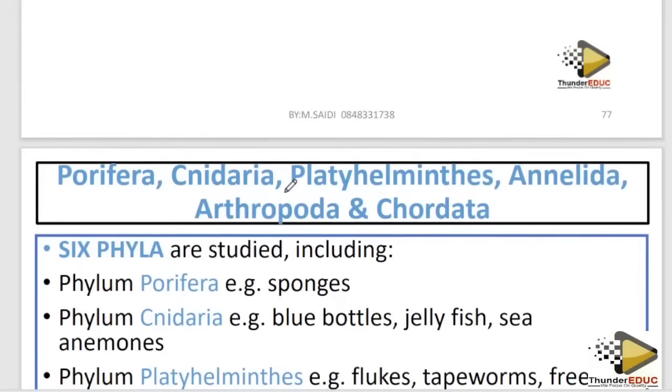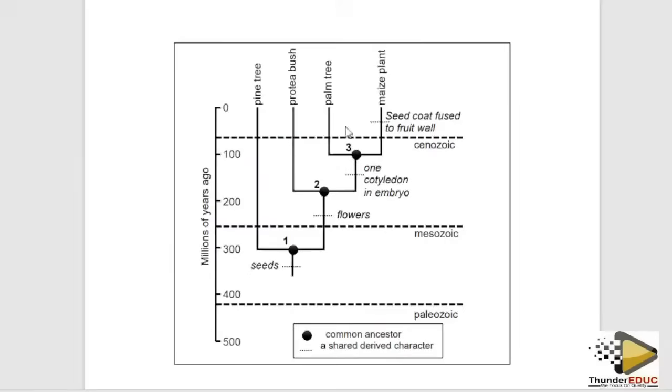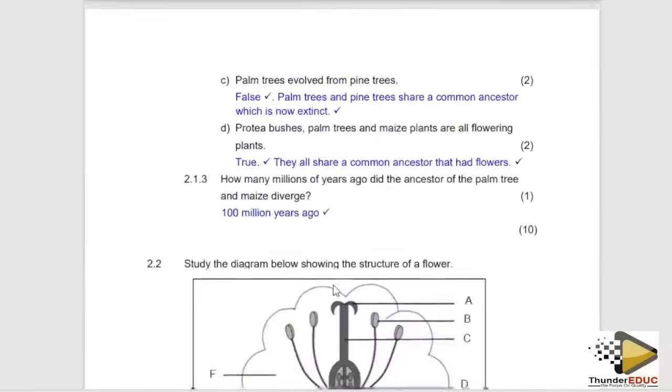Someone was asking me, do you expect this to come? Yes, because it is among the topics. Sometimes we don't bring the phylogenetic tree in plants, we bring the phylogenetic tree here. You see? Here, we can bring it there.